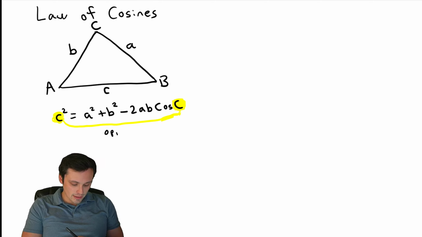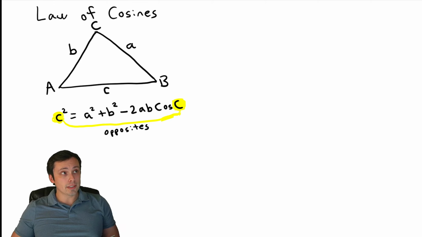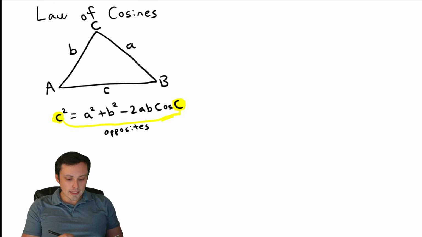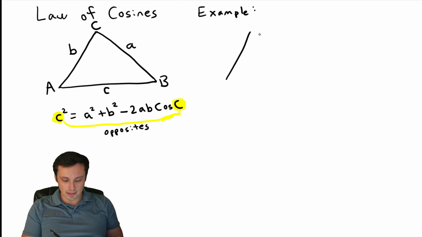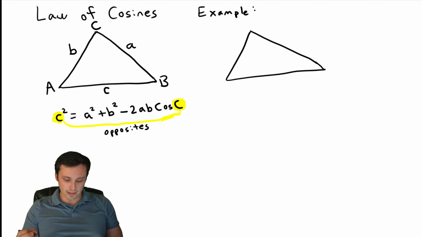And the key, again, is that these are opposites. That's the key to understanding this formula. Now let's actually look at an example. So what kind of problem should I make up to be used for the law of cosines? Well, I could make a triangle that is literally any triangle. It does not need to be a right triangle specifically.